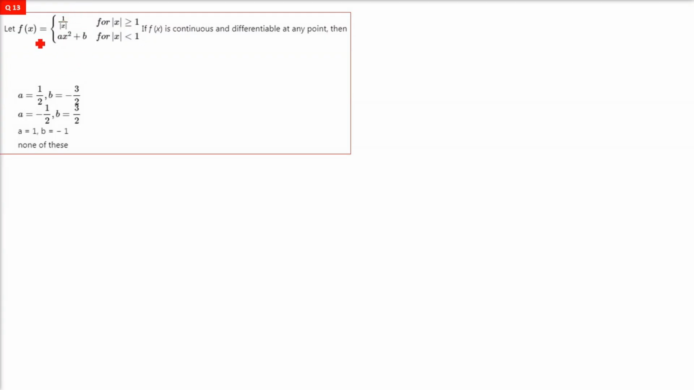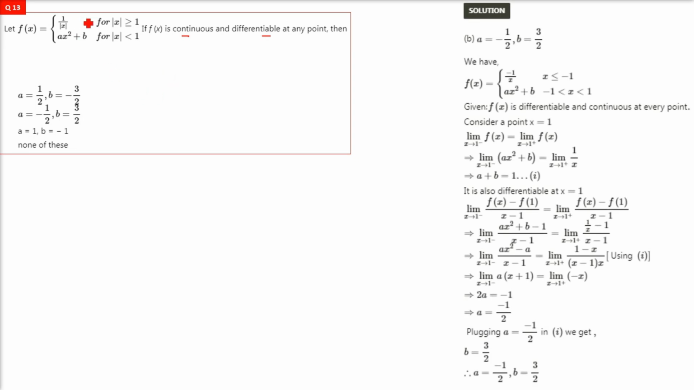Now f(x) is equal to 1 by modulus x for modulus x greater than or equal to 1, and ax square plus b for modulus x less than 1. Now the question is saying this f(x) is continuous and differentiable also. So you have to find out the value of a and b.